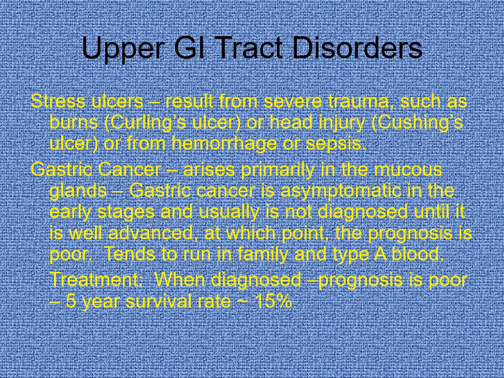It tends to run in families and also in people with type A blood. Sometimes it's connected to diet, a food preservative, or nitrates or nitrites, as smoked foods can increase the risk. When diagnosed, prognosis is poor. The 5-year survival rate is usually around 15%.